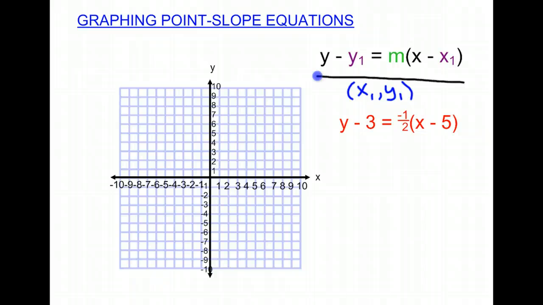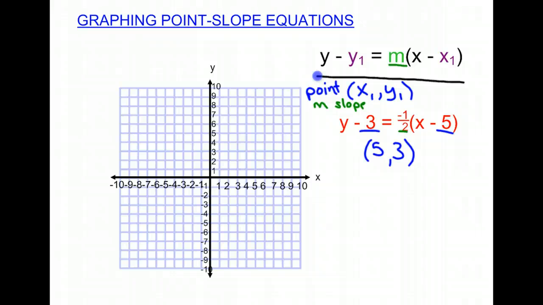Once you find that original point, then you're going to use your slope, m, to find where the next point will be. So we have an equation, y minus 3 equals negative 1/2 times the quantity x minus 5. So we have our y1 here and our x1 here. Now in the original equation we have minus x1, so we're actually just going to take that value 5. So we have 5 for the x, and again we have minus y1, so we're going to take the value 3 for our y. So we're starting at the point 5, 3.